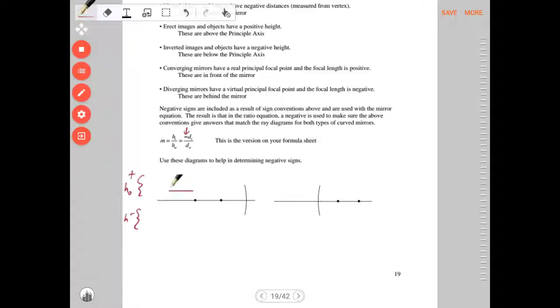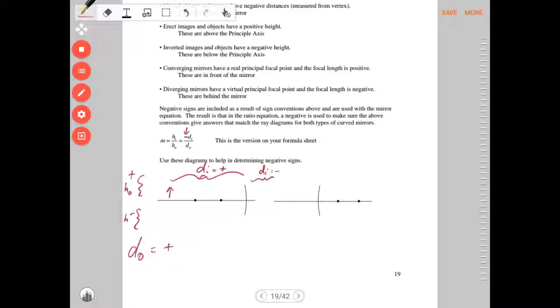Now, we always put the object in front of the mirror. So DI, if DI is on this side, it's positive. DO is always positive. So if DI is on the correct side, the same side as the object, DI is positive. If the image forms over here, DI would be negative.